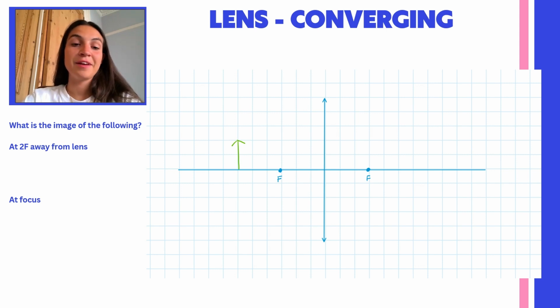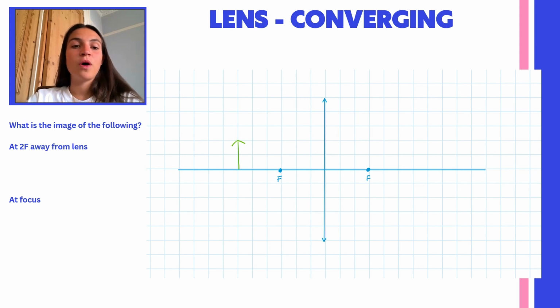The object that I'm looking at today is this green arrow here. So that's my object, and I want to know, if I look through this lens, what is the image that I will see of this object? So we're going to start where it's 2 focal lengths away from the lens. And for your converging diagrams, you have 3 possible light rays that you can draw.